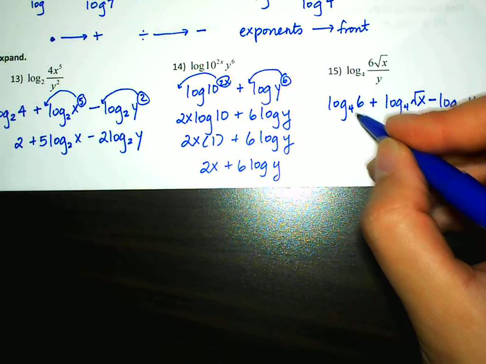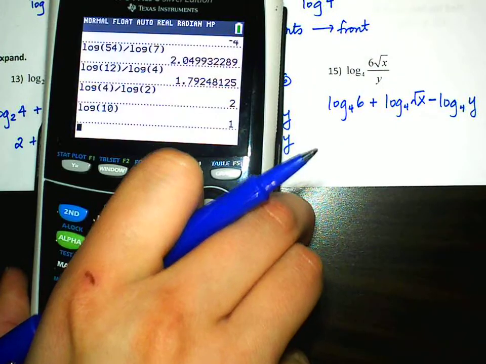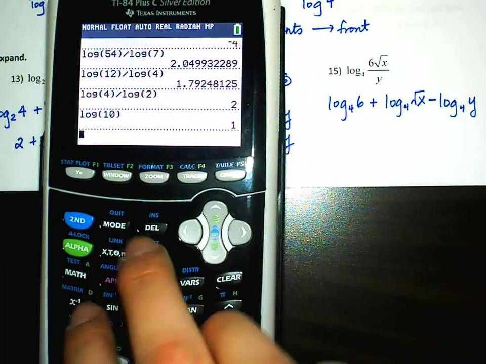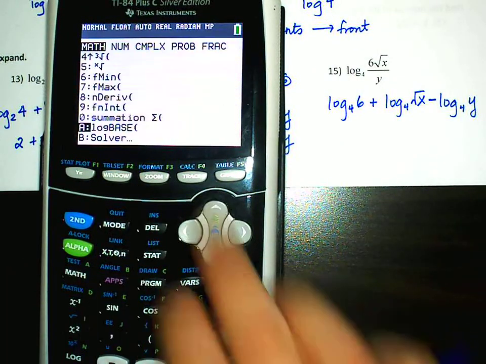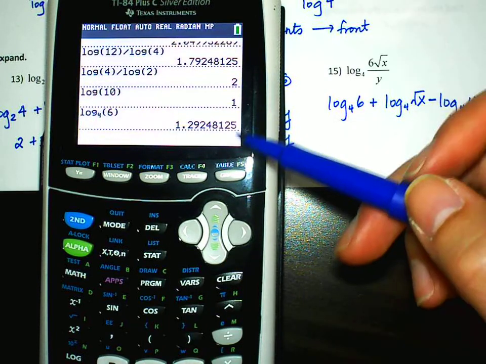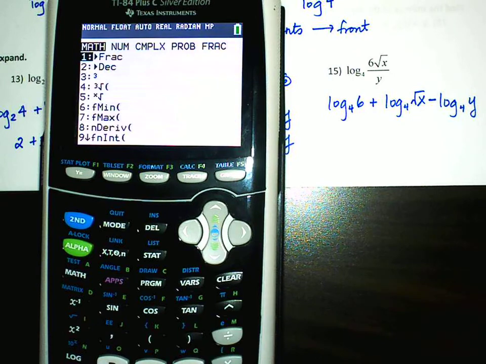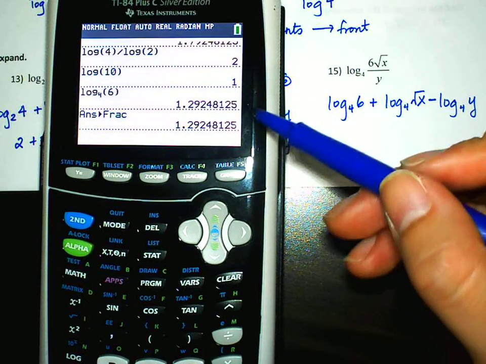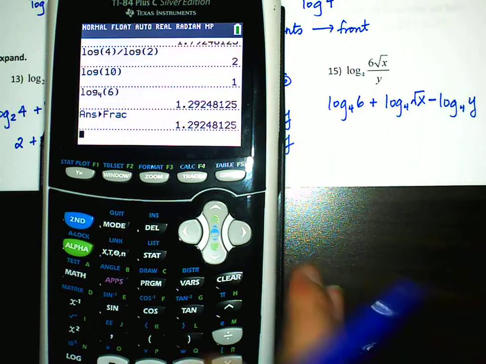Alright, you can try to do log base 4 of 6 on your calculator. So you could do it as math option A. Alright, it gives me this decimal. When I try to change it to a fraction, I can't. So I'm going to leave it as an expression, log base 4 of 6.